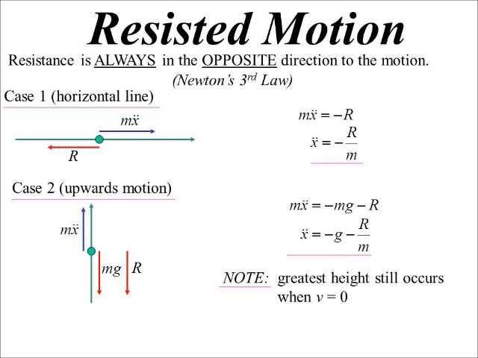Notice, it doesn't matter that we've added resistance in, the laws don't change. If they ask me a question about greatest height, it's still going to occur when the velocity is zero. That doesn't change.